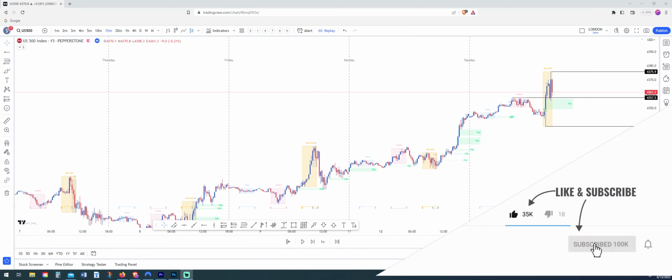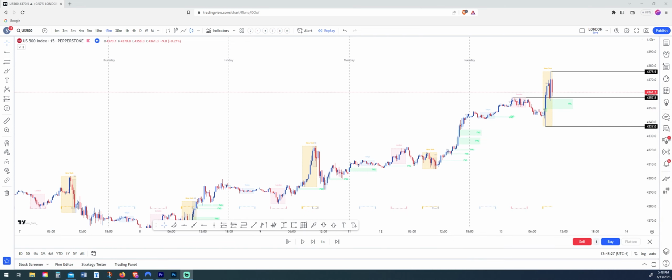In this video we're going to be looking at our Silver Bullet simplified process to see what opportunities were available to us to try and extract some profits from the market. Today is June the 13th and we're going to be looking at the Silver Bullet setup in the New York session on the S&P 500. So let's get straight to it.